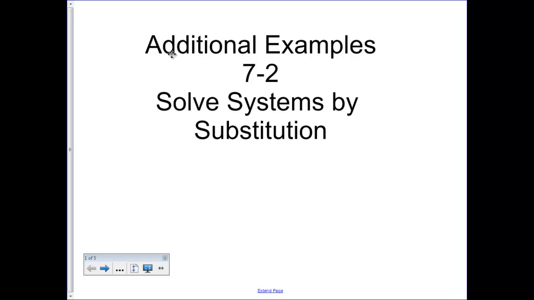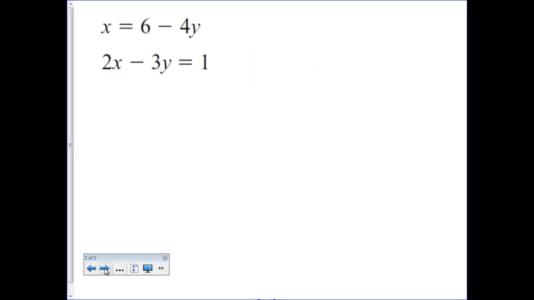Hello and welcome back. These will be additional examples for Chapter 7, Section 2, Solving Systems by Substitution. There is a PDF available if you'd like to print it out and follow along.